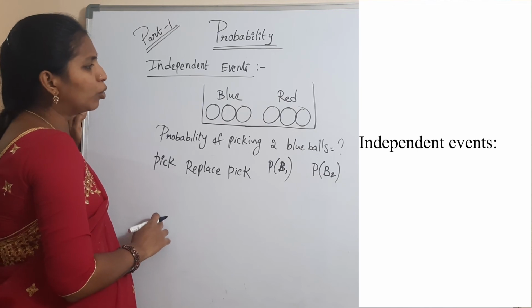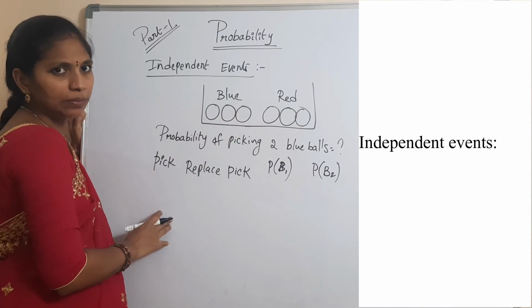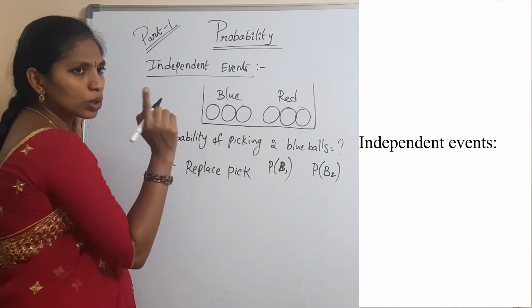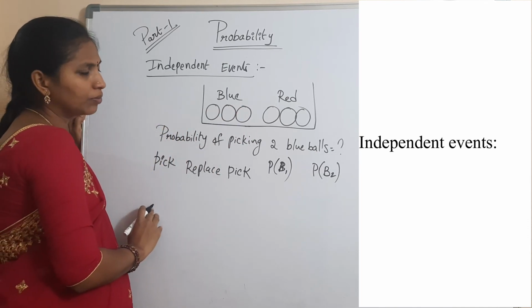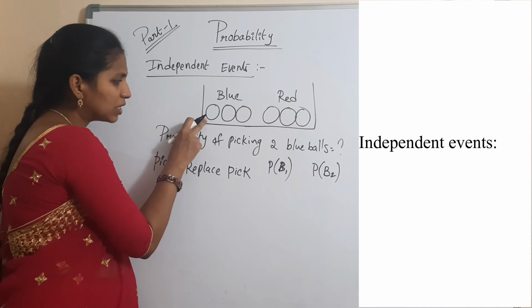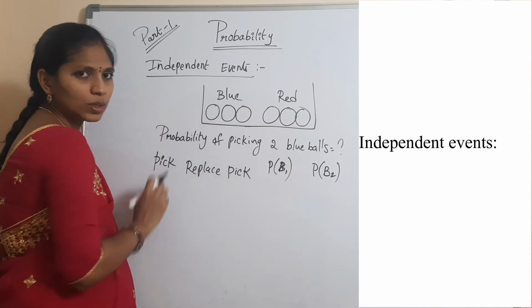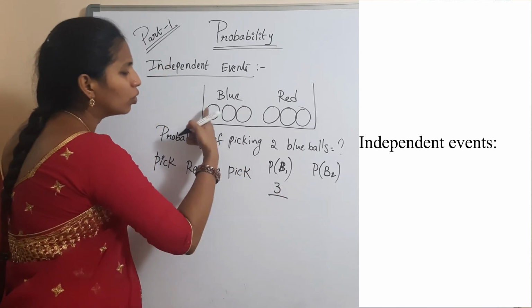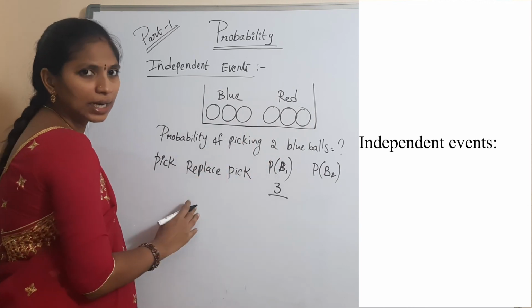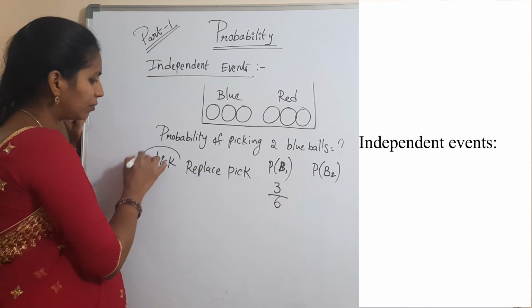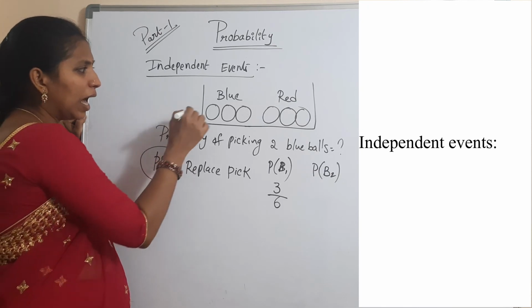Now see how many blue balls are there? 3. From these 3 balls, I want to choose only one ball. How many ways? 3 ways. I can choose this one or this one or this one. There are 3 ways. So 3 by, total number of balls in this container 6. 3 by 6. Okay, this is completed.